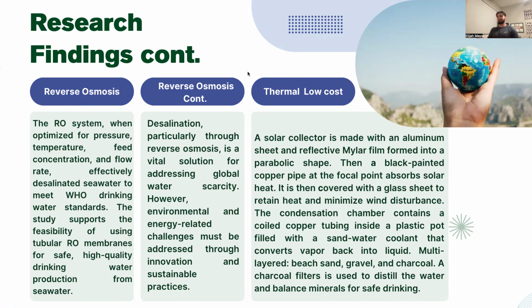It also has a condensation chamber that contains coiled copper tubing inside a plastic pot filled with sand and water as a coolant that converts the vapor back into a liquid. We don't want to waste anything when we're doing this, because the more efficient we can make it, the more water we can produce, the more water people can drink.